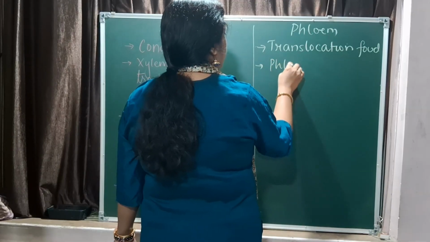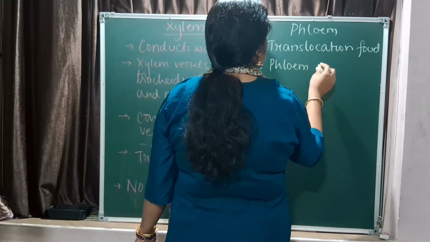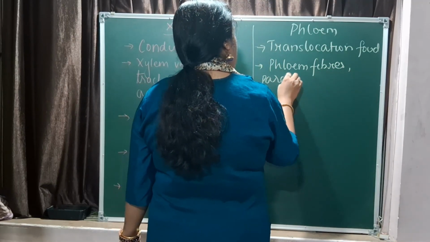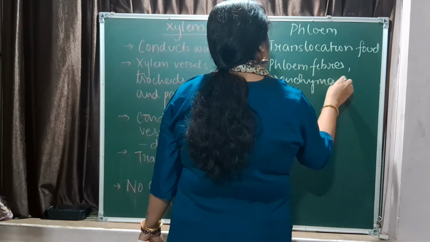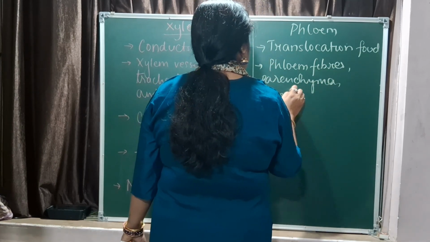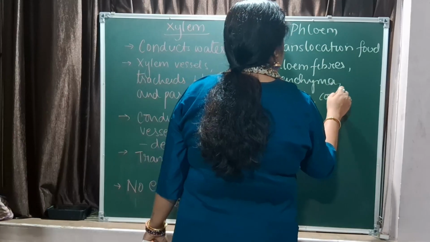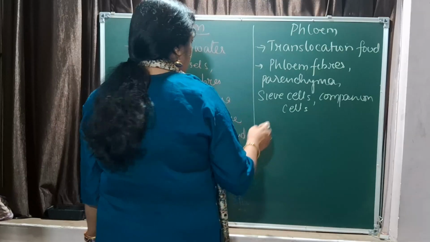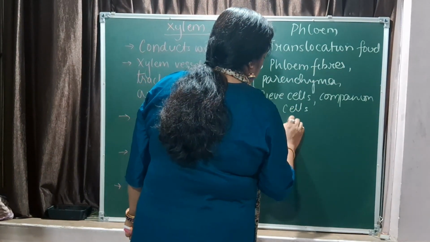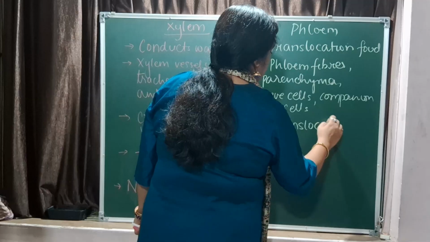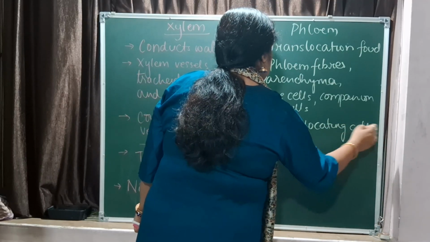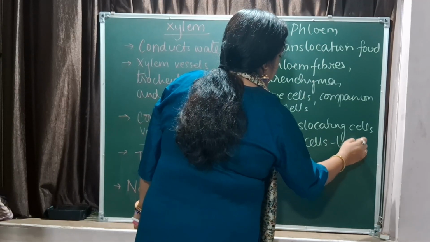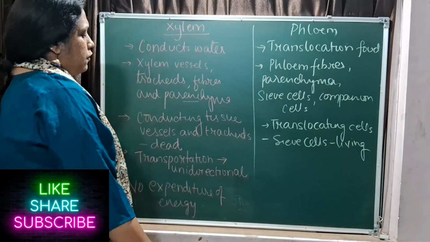Phloem is also made up of fibers, parenchyma, then you have got sieve cells and you have got companion cells. The translocating cells, that is sieve cells, are living. In case of xylem it is dead, but in case of phloem it is living.